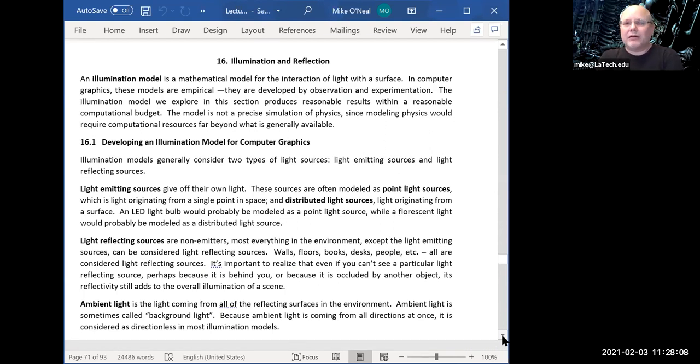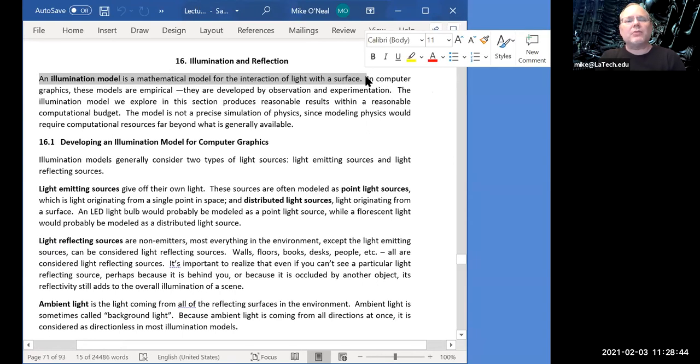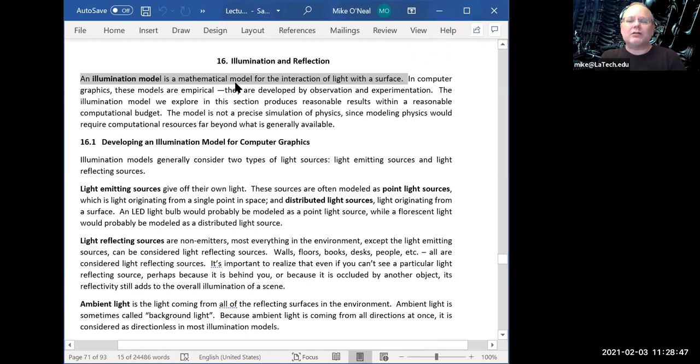So now we know a little bit about color. We know that humans can basically only sense red, green, and blue, but we can jiggle those to generate any kind of color. So we've talked a little bit about light. What we want to develop is what's called an illumination model. An illumination model, as I define here in the first sentence, is a mathematical model of the interaction of light with a surface.